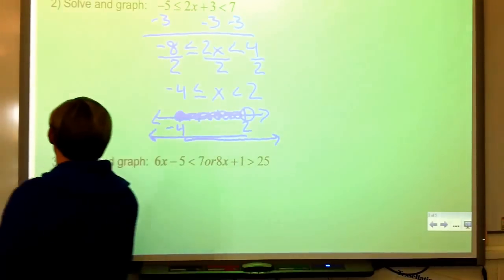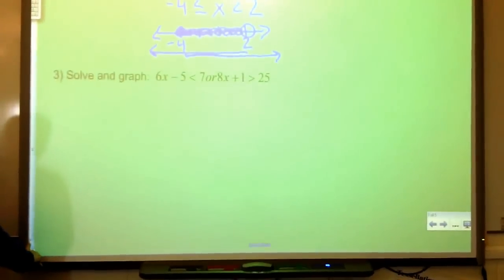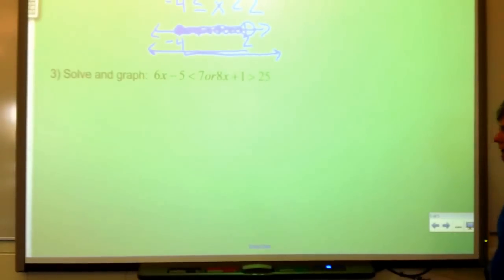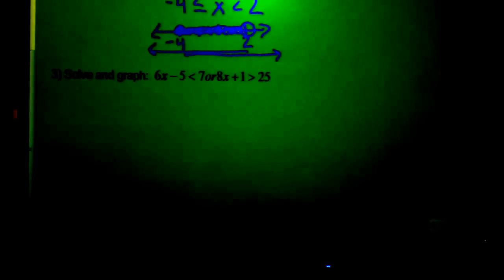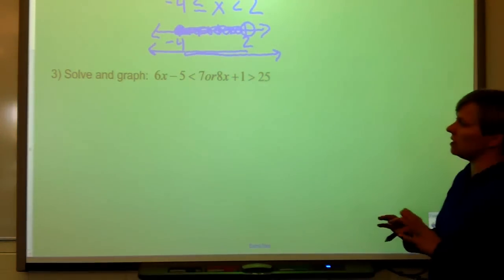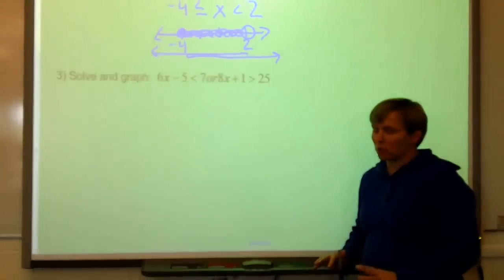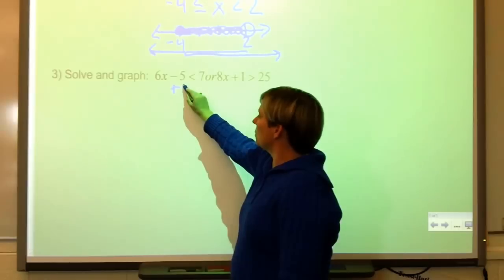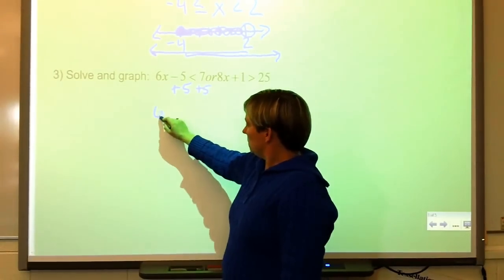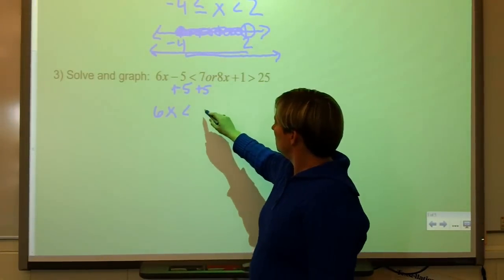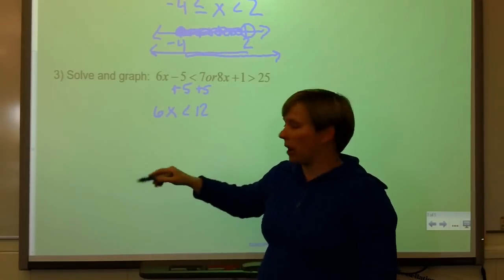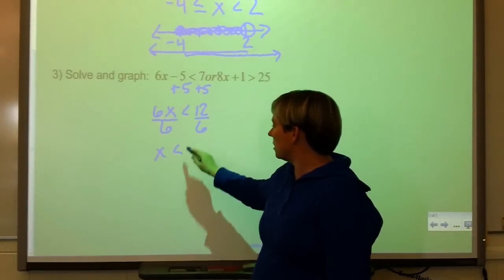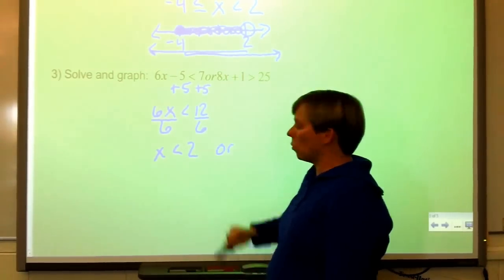Number 3 says solve and graph 6x minus 5 is less than 7, or 8x plus 1 is greater than 25. This being an or statement, again, it's a little bit simpler because I treat each of these as their own individual problems. So I'm going to do 6x minus 5 is less than 7 first, so I'm going to add 5 to both sides. And then I'm going to divide by 6. So I get x is less than 2. I'm going to write my word or.